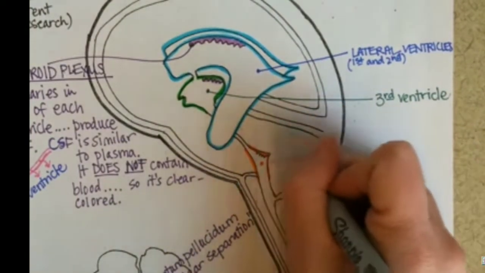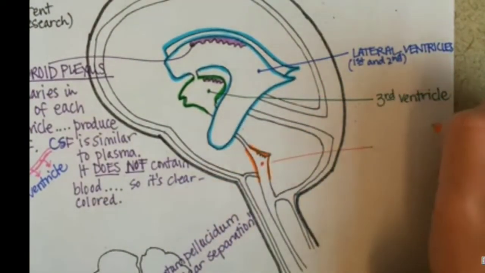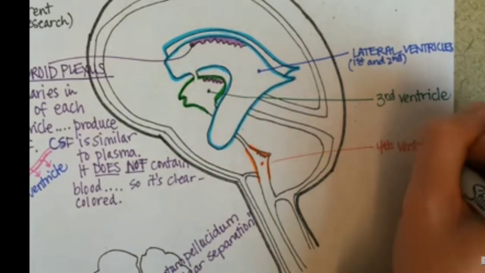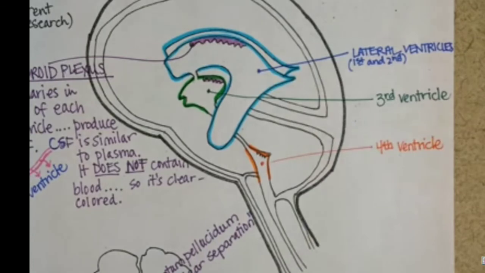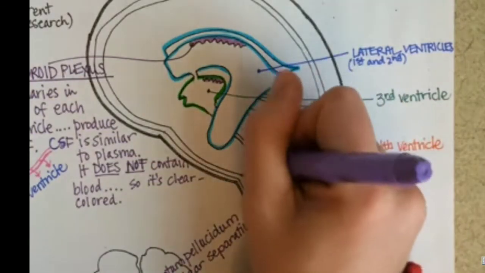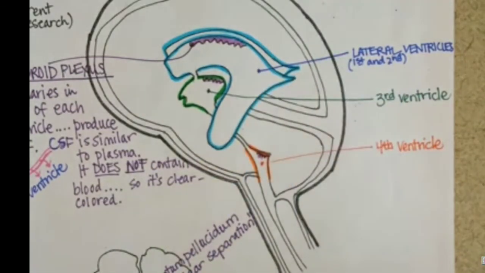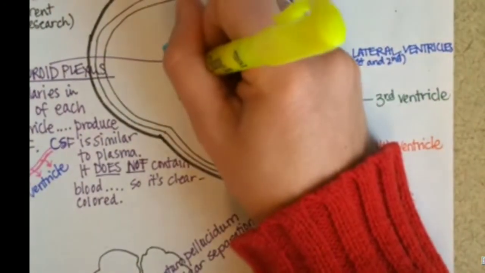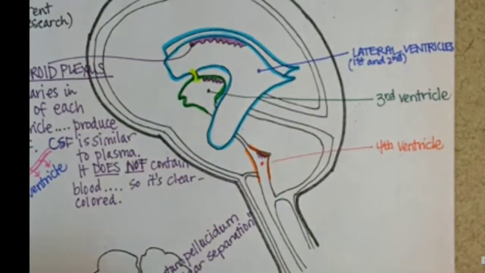So again, leave a little bit of space, because we're going to write something right here. This is the fourth ventricle, and yet again, there's the choroid plexus hanging from the roof of it. Okay, so how does the fluid move? Well, it first moves through what are called the interventricular foramen.